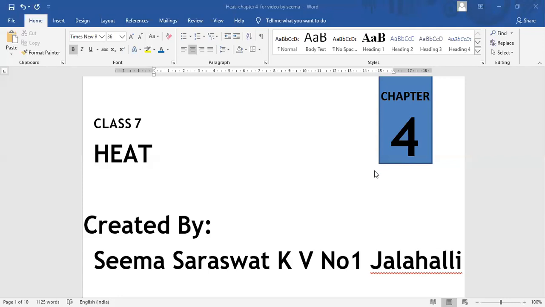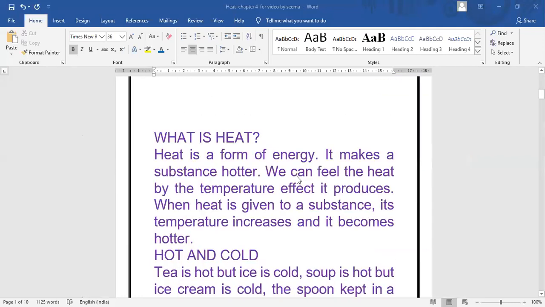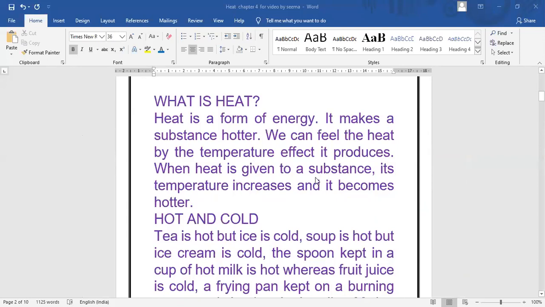This is class 7, chapter 4, heat. Today we are going to learn about heat, how we are going to measure heat. Thermometer, what is the use of thermometer, clinical thermometer and laboratory thermometer.